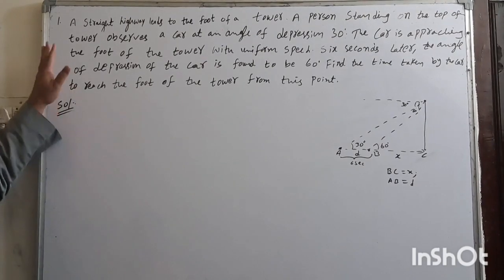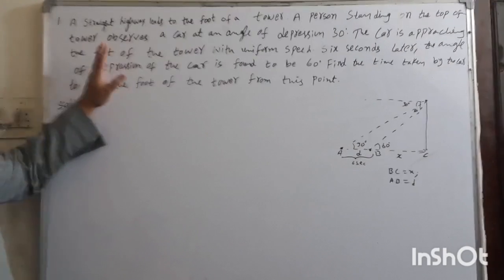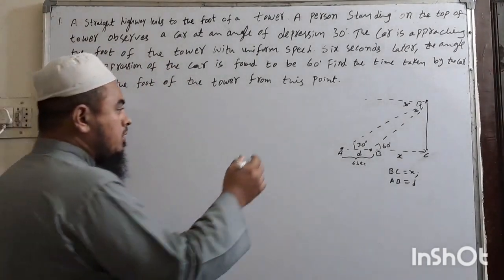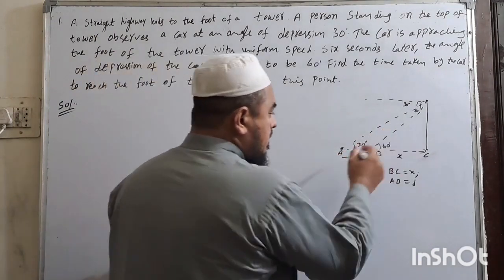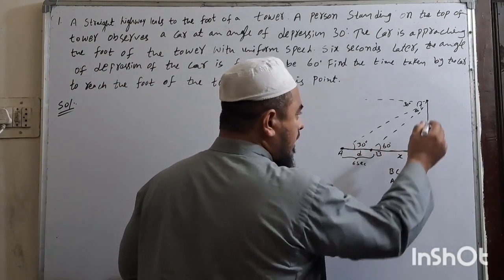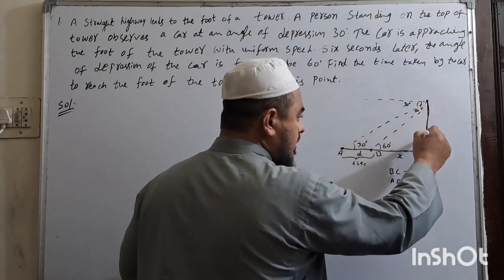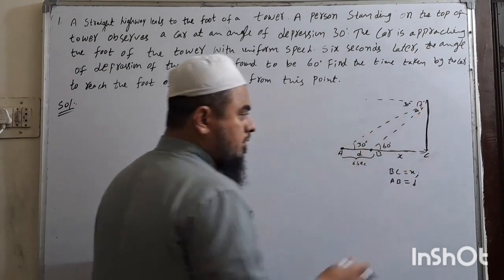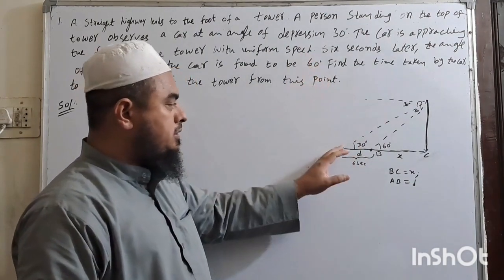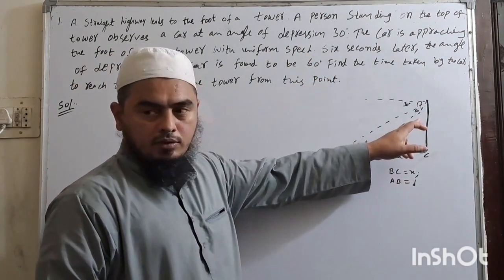First we have to read this problem. A straight highway leads to the foot of a tower. Okay, so we have, this is the highway and this is the tower. And this is the highway from where some car is coming towards the tower.